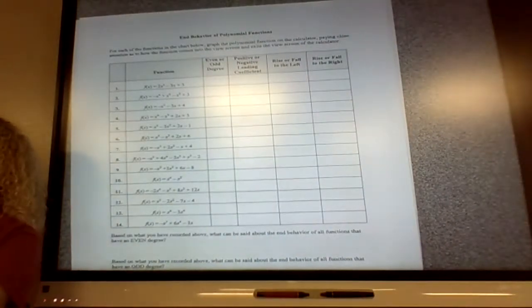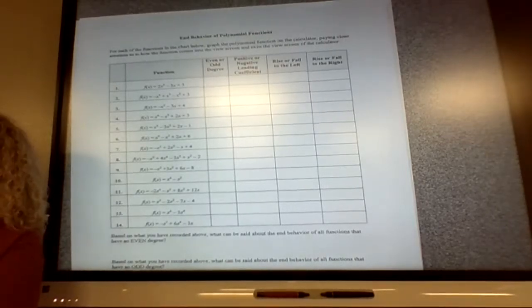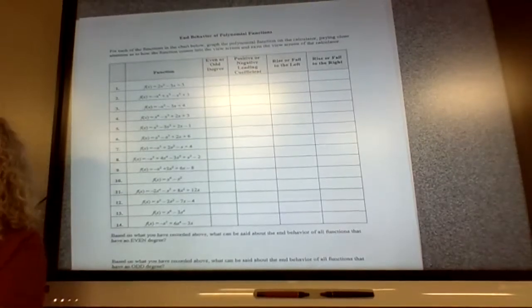By the way, speaking of calculators, you have to start turning in your calculators on Monday. Monday, you have to start turning in your calculators.